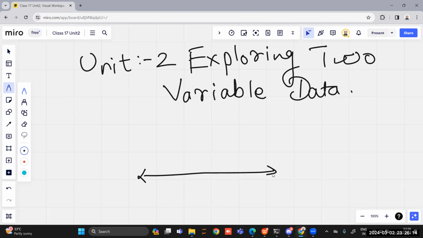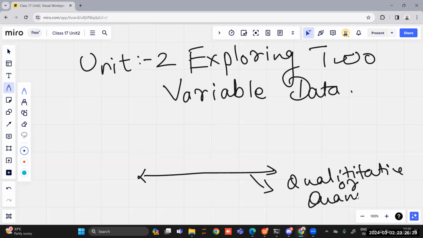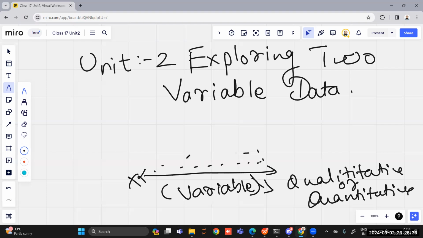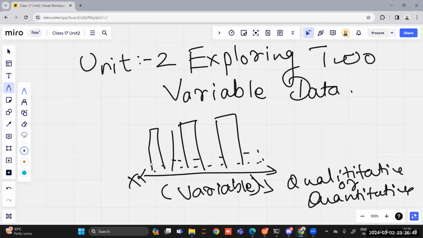Now what we were seeing in the course till now is that we are exploring the qualitative or quantitative characteristics of the variable which was assigned to the x-axis. If it was numerical, then we used to plot a dot plot. If it was a categorical variable, then we need to plot the bar chart. If it was a continuous variable, then we need to plot the histogram. Different things we were seeing.